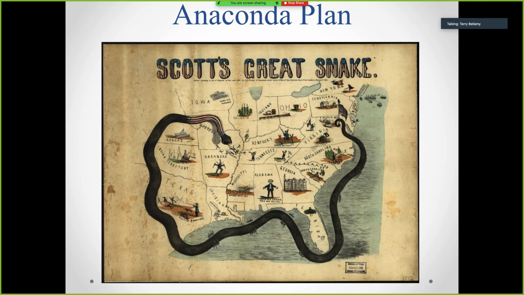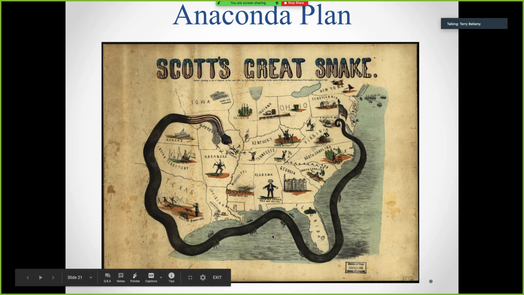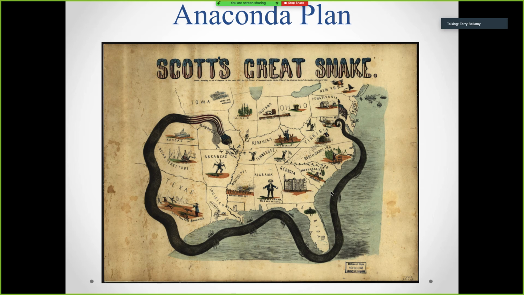Here's what Scott, that's Winfield Scott, the old guy that was in the picture, his plan was to Anaconda the South. So there's not literally a great big snake, but if we put Union warships all along the coast, there's not enough of them to cover everything, but we don't need the whole coast. We just need to put them outside of ports like Charleston.